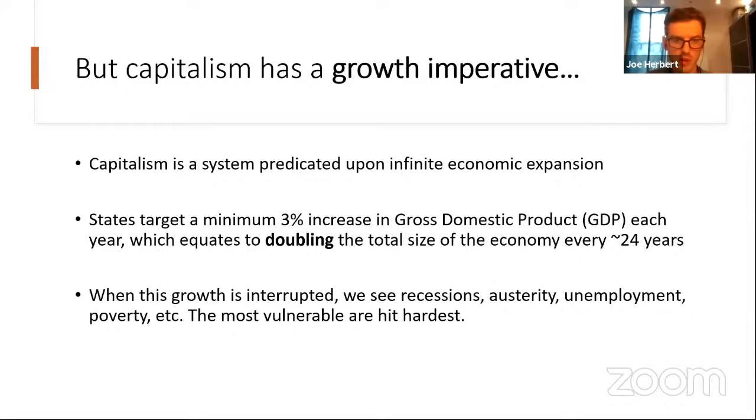And obviously, as we know, when growth is interrupted, we see things like recession, austerity, unemployment, poverty, and usually, if not always, the most vulnerable members of society being hit the hardest. So these are all things that are cited as reasons why we have to maintain growth continuously.